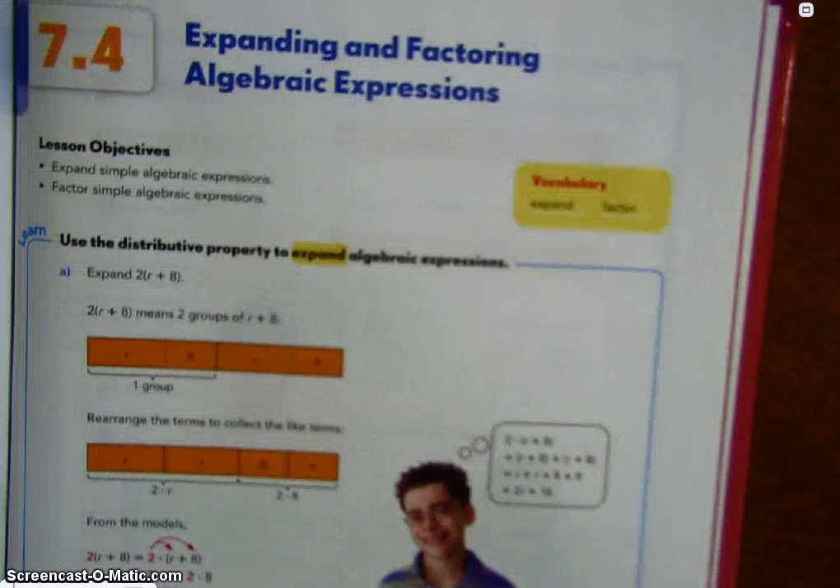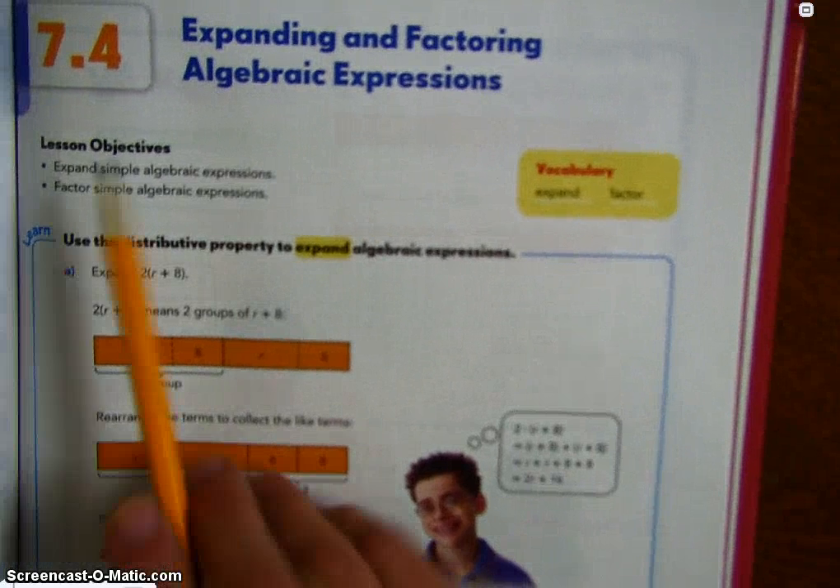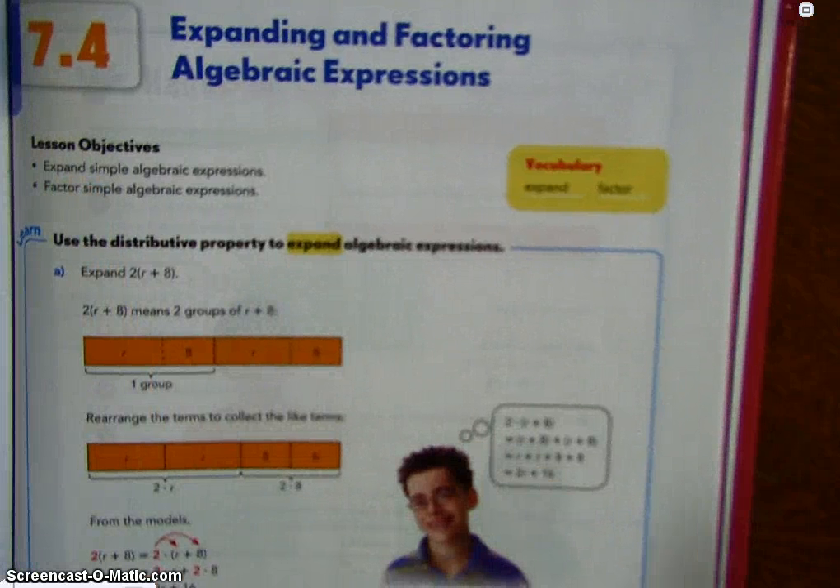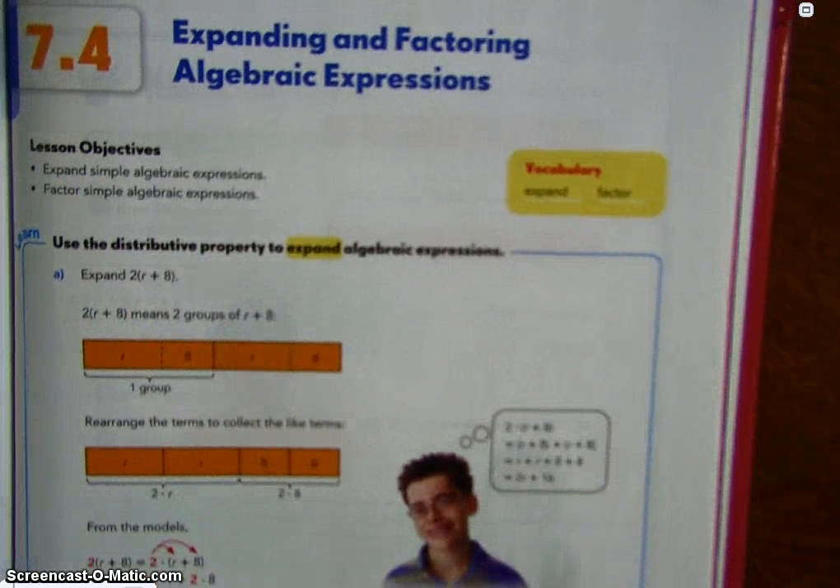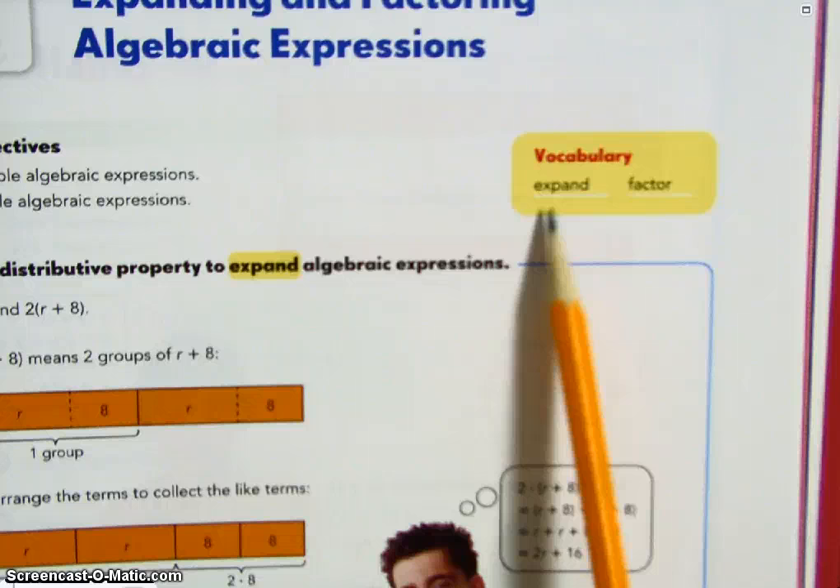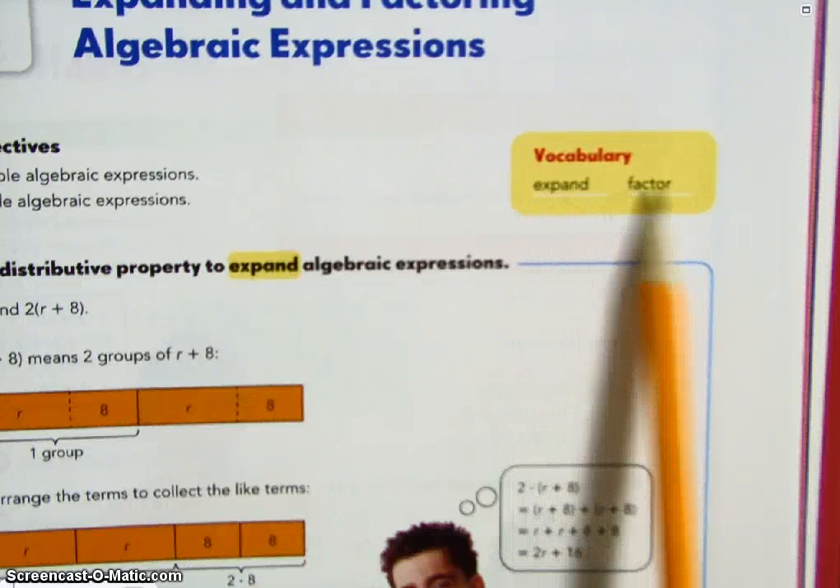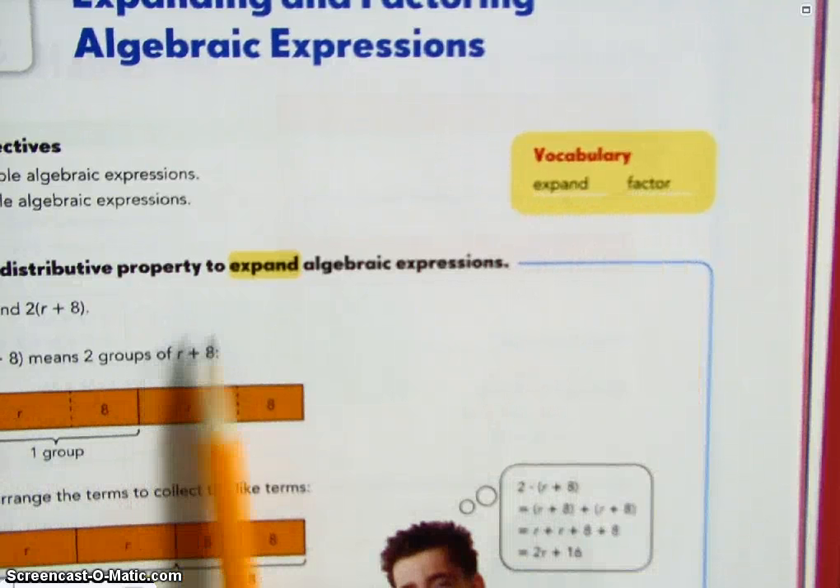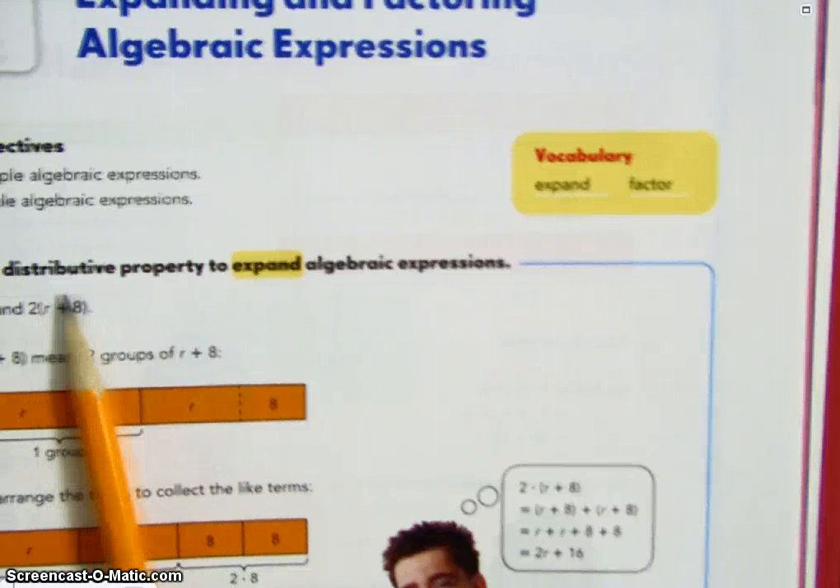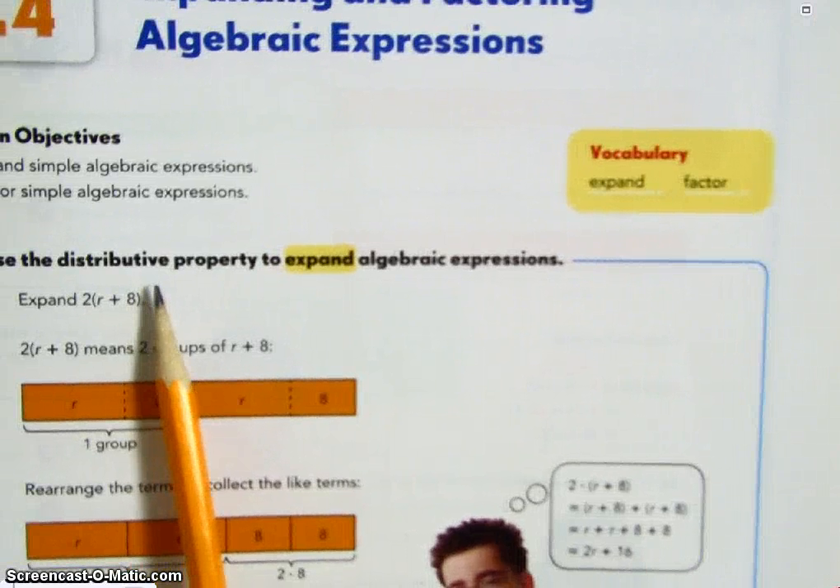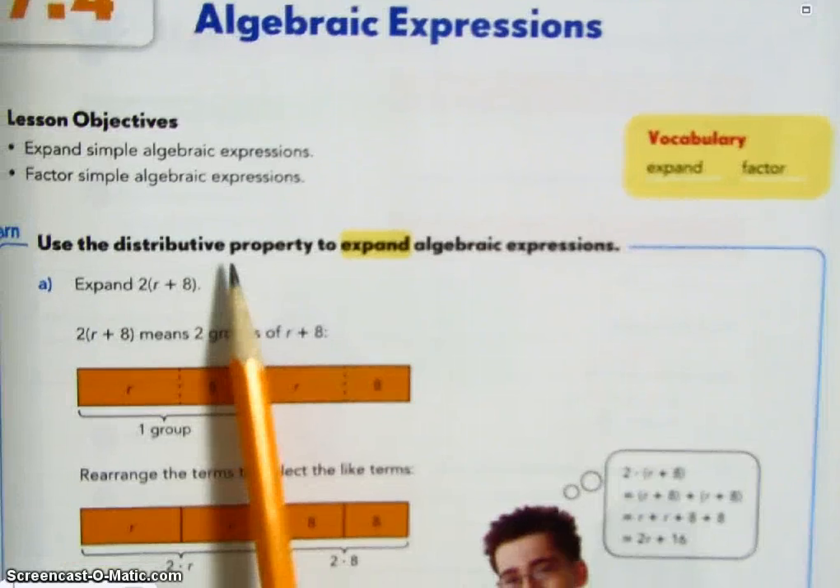Hey guys, I am going to start you on 7.4, page 239 in your book. The first thing we're going to do is go over your vocabulary words. Your vocabulary words are expand and factor. And using the distributive property, if you remember the distributive property from a long time ago, you would have learned that.